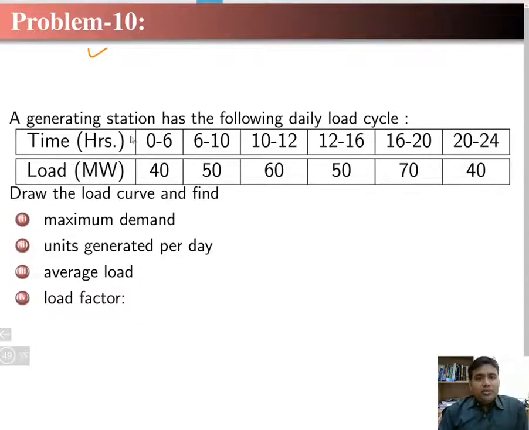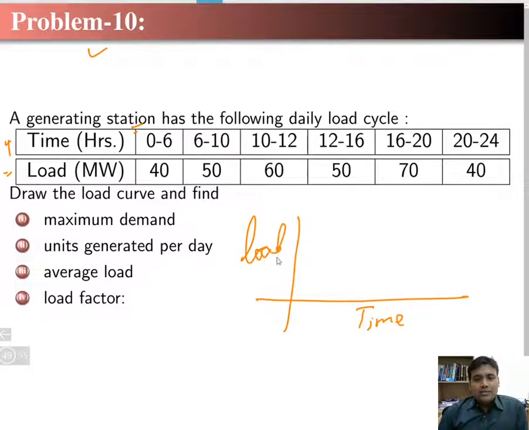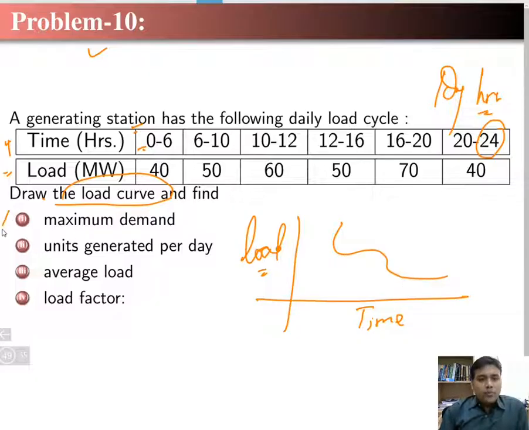Problem number 10: you have a generating station where you have been given the load for the time. So you have time on the x-axis and the load on the y-axis. For different times in hours, for 24 hours, that is for one particular day, draw the load curve first. Then you obtain the maximum demand, units generated, average load and load factor.